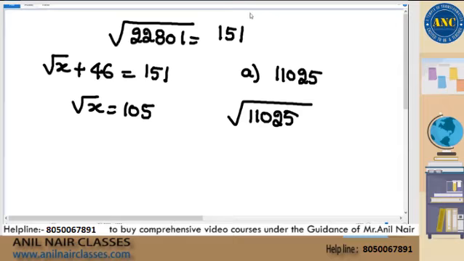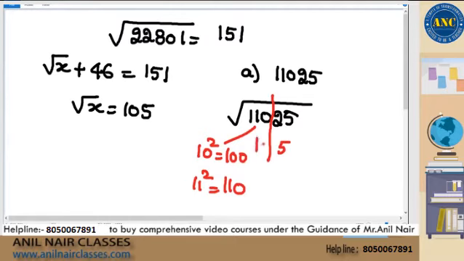11025: keep a slash after 2 digits, it is 5. So 110 lies between 10 square 100 and 11 square 121. So the answer could be 105 or 105. Only one case we got. So the answer is 105. One is the even minus odd concept. Another is the unit digit concept. Another is the values concept. I hope it is clear.